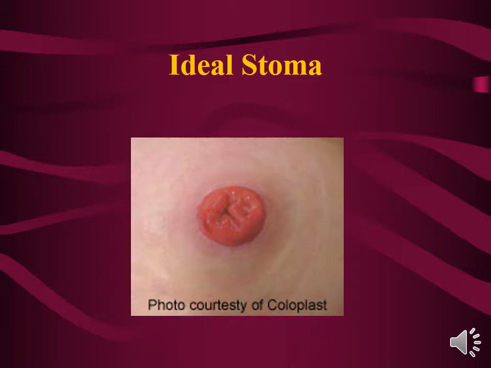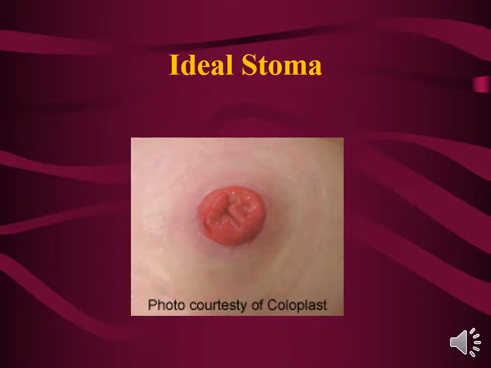You can see the opening, or sometimes we call that the exit or the mouth, and that's where the effluent would go out and down into a bag, and so it's also protruding, which is what we like. You can see that the peristomal skin, or the skin surrounding the stoma, is all nice, clean, and intact. So these are all really good things.